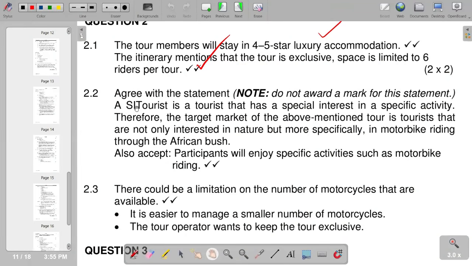So, in response to that, the SI tourist is a tourist that has a special interest in a specific activity. Therefore, the target market of the above mentioned tour is tourists that are not only interested in nature, but more specifically in motorbike riding through the African bush. So, this is the possible response that we can give.